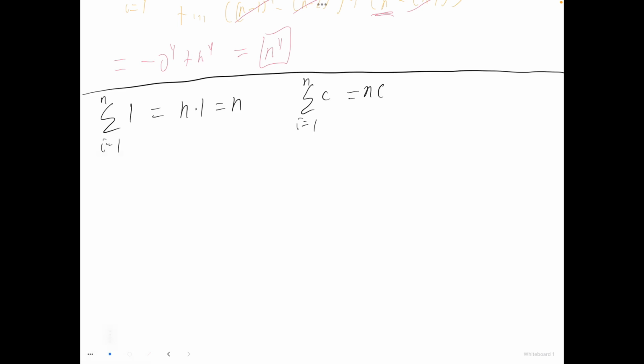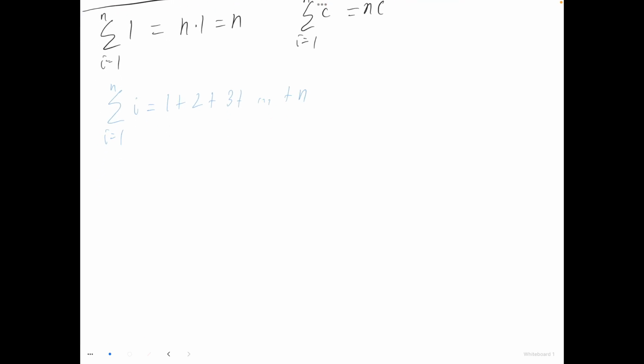So the next summation we want to compute is the sum from i equals 1 to n of i. So this is 1 plus 2 plus 3, and so on up to n. And we want to compute what this equals. So what we're going to do here is a bit of a mathematical trick that was originally discovered by Carl Friedrich Gauss, who is a famous mathematician. So we're going to let this whole thing equal S. So S equals 1 plus 2 plus 3, and so on up to n.